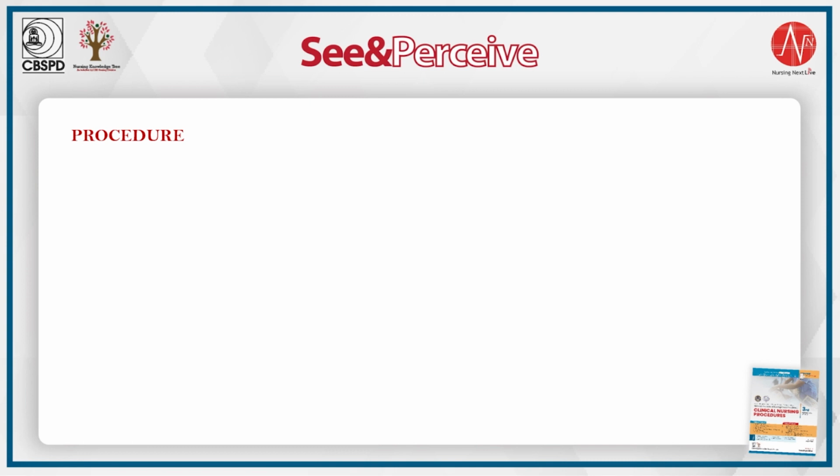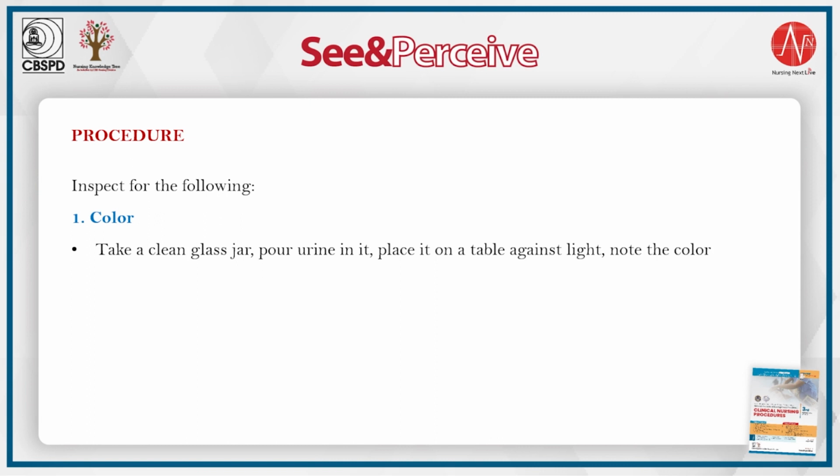Now coming to the procedure. Inspect for the following: color. Take a clean glass jar, pour urine in it, place it on a table against light and note the color. Normally, it is pale yellow or amber color.